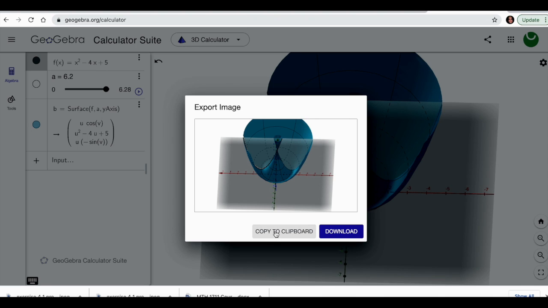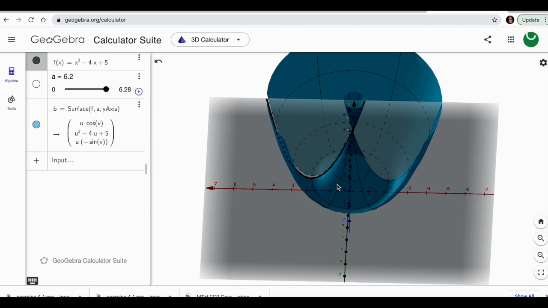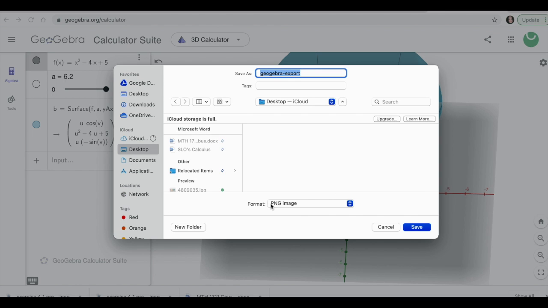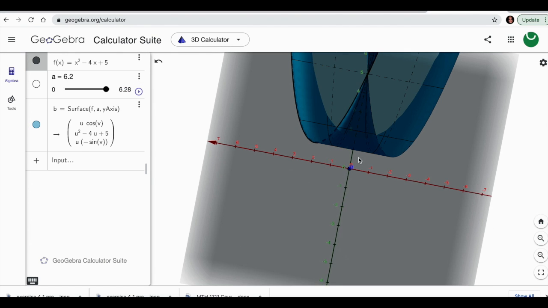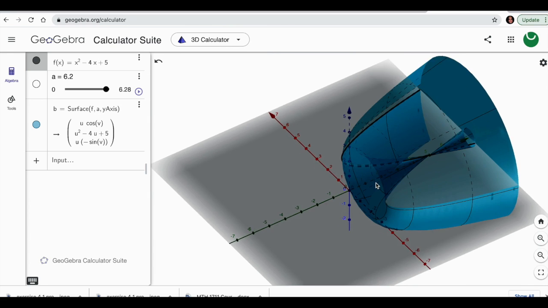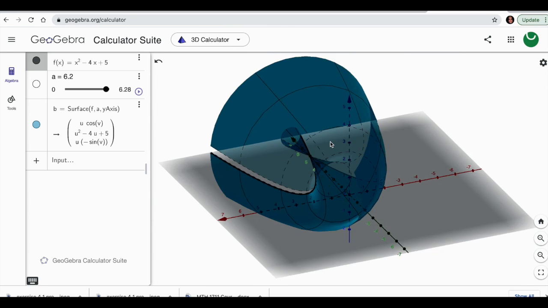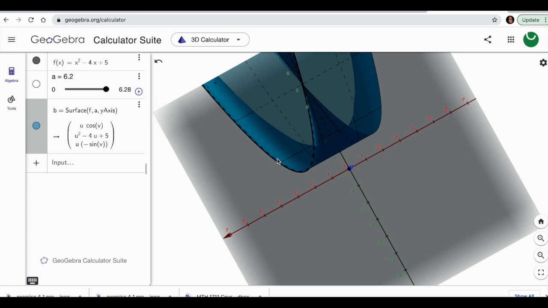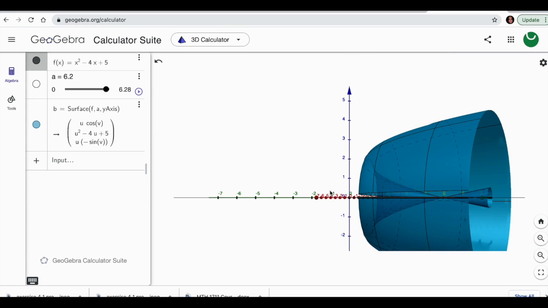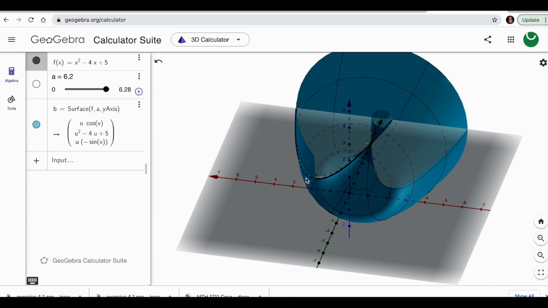Export image, and then I can download it. Yep, it's saved as a PNG image. So you can actually export your pictures as well if you want to save them. Now, if you do want to save it, make sure that you have it in the position you want before you save it, because it will save it exactly how it shows on the picture or on the graph when you hit save. So this is a really neat tool that you can use to visualize these solids if you're not given the picture in the book or in your homework.